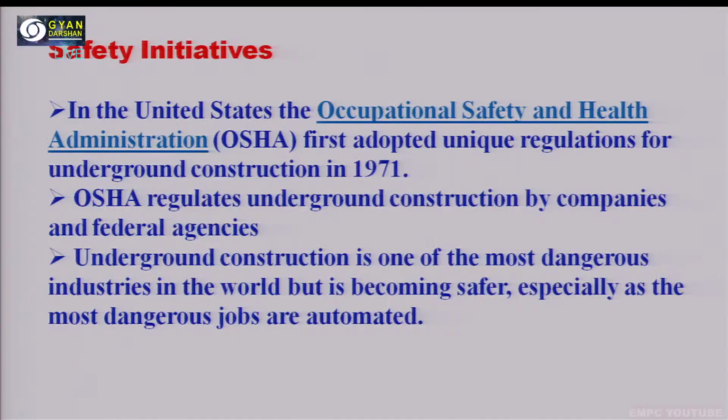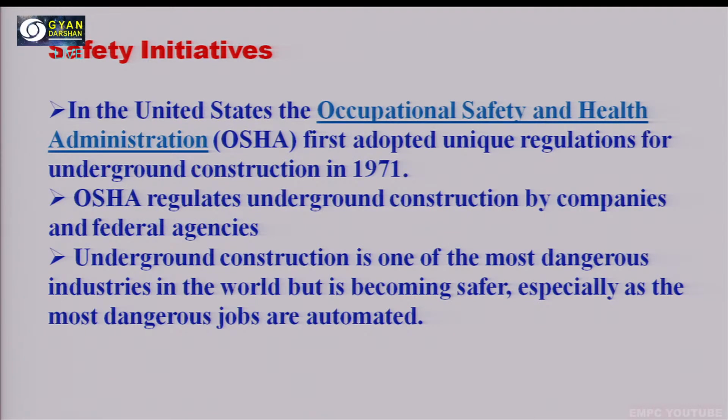Like in the United States, the Occupational Safety and Health Administration, in short OSHA, first adopted unique regulations for underground construction in 1971. So you can see that more than 50 years ago these guidelines were developed. OSHA regulates underground construction by the companies as well as by the government agencies, means the private companies as well as the government agencies. For both, they have given the guidelines. Both types of entities have to follow these guidelines to make the workplace safe when working under the ground.